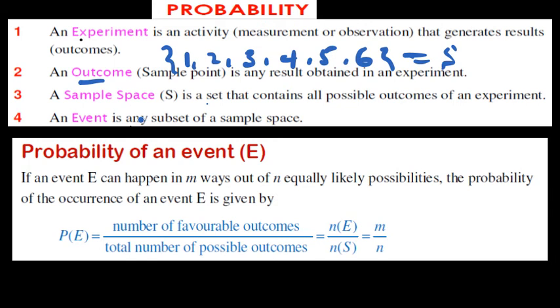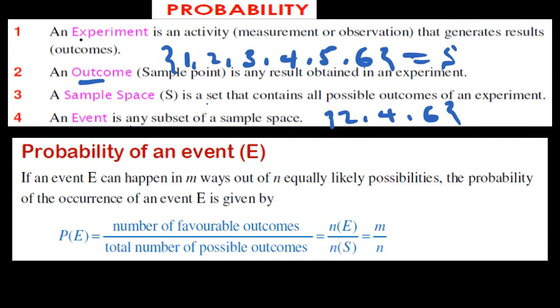And the event is the desired outcome. Like for example, after rolling a die, observing an even number. What are they? 2, 4 and 6. This can be an event. So this is your previous lesson, what means experiment, outcome, sample space and event. Should not be confusing.